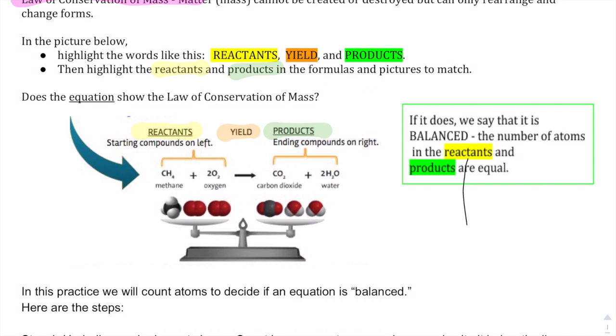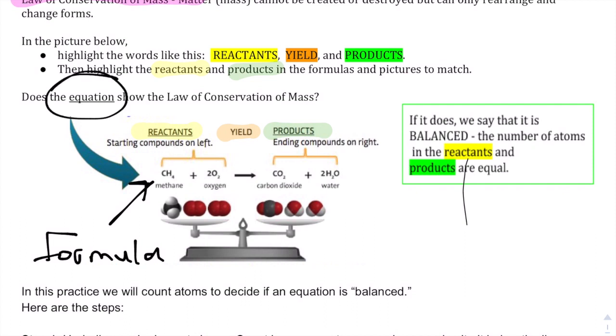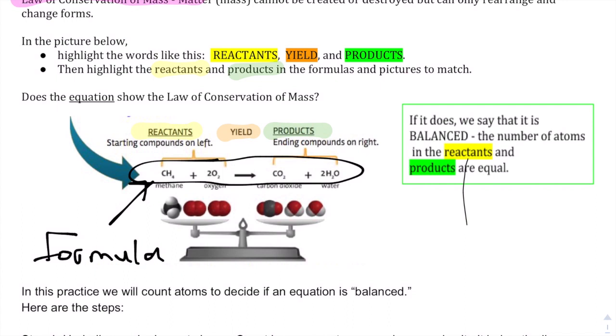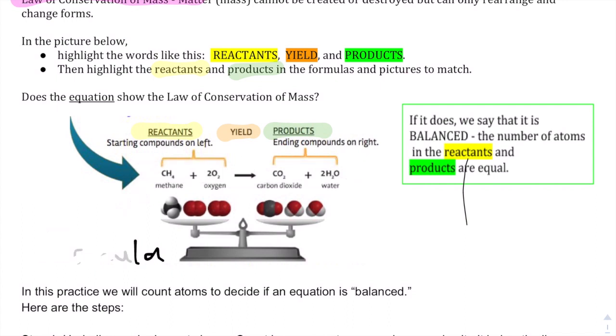So this part here is one of these is a formula, I guess, is the better way to think of it. The formula for methane, the formula for oxygen. And then the whole thing is called an equation. This whole long thing is a chemical equation. So let's highlight in the equation the reactants and the products.